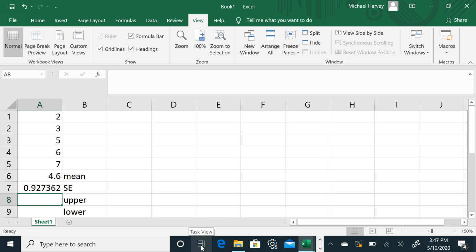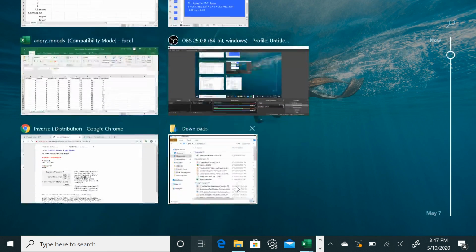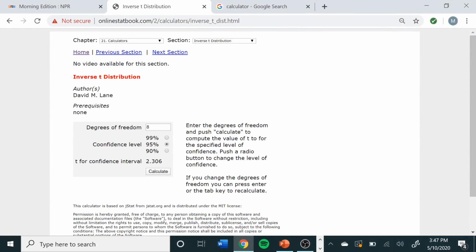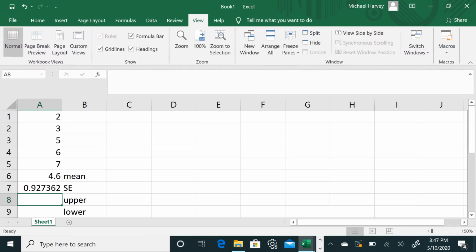All right, so let's bring up Lane's calculator here. We have 5 data points, so that means we only have 4 degrees of freedom. All right, there's the critical value, 2.776. So I'm going to just copy that, hit Control-C to copy. Now I can go back to my spreadsheet.